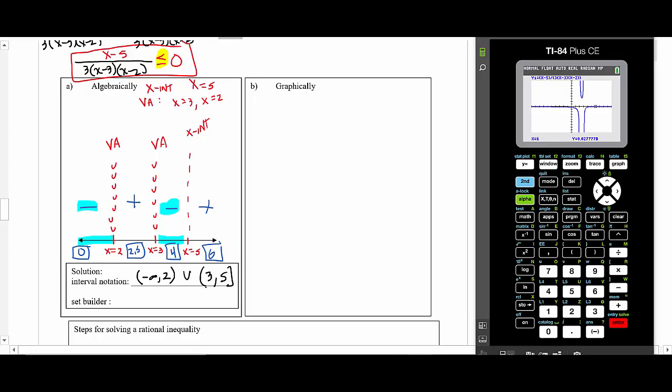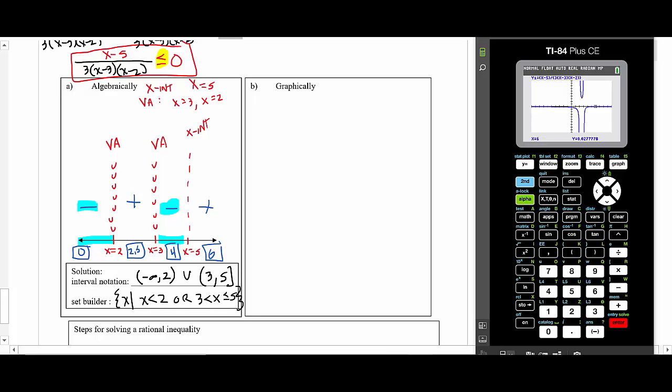That's the reason I put those U's there, is because you're not defined there at all. You have an asymptote. If you look at the graph I have in my graphing calculator, you're not defined there. In set builder, you would just write this like this. You would just say the set of x such that x is less than 2, or 3 is less than x is less than or equal to 5.